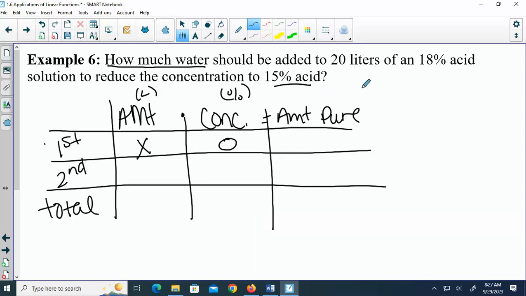Should be added to 20 liters of an 18% solution. So my concentration is 0.18. To reduce the concentration to 15%. So my final concentration is 0.15. Quick check, does 0.15 fall between those other two? Yep, so we're on the right track. What would my total be here?